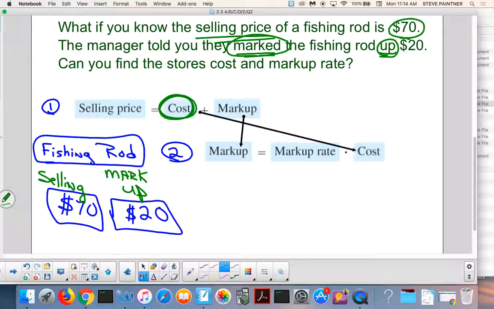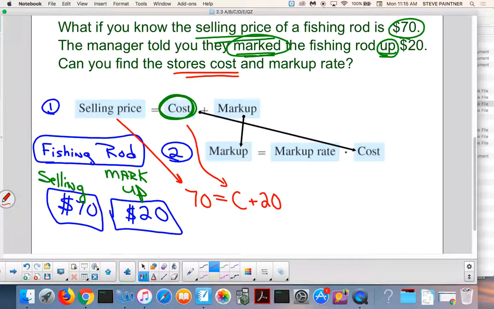Okay, it says right here, can you find the store's cost? And that's really the first question. So you put it in. Here we go. 70 goes in for what? Selling price. Cost is what? C. Markup is what? 20. And it's not like you needed a formula to figure this out. I think most of you could have come up with the answer by yourself.